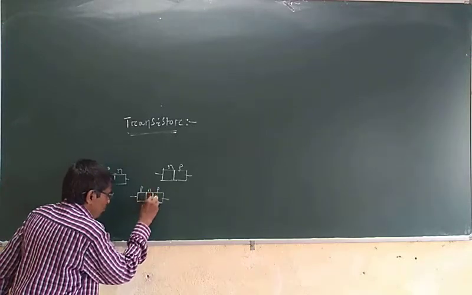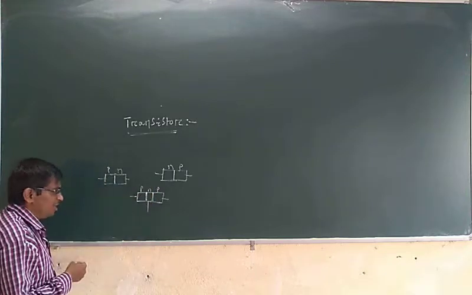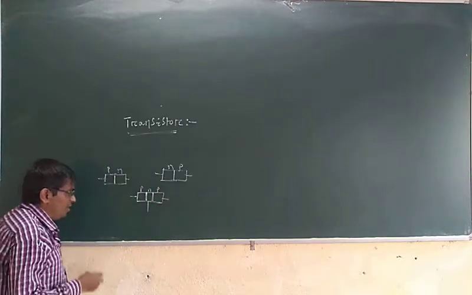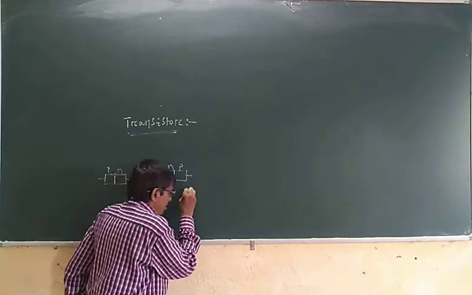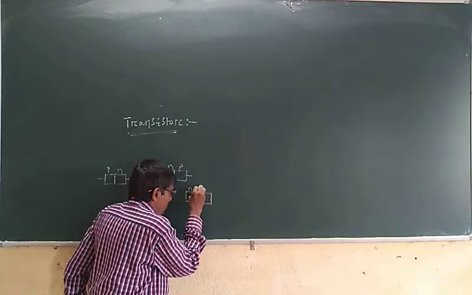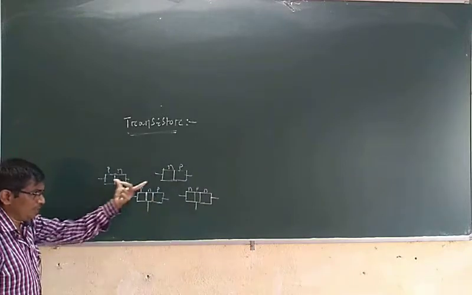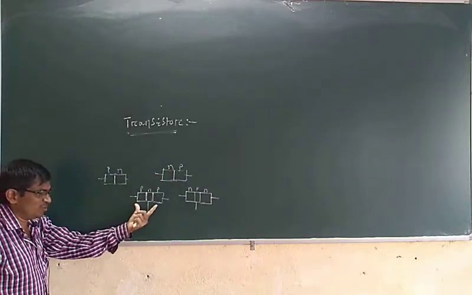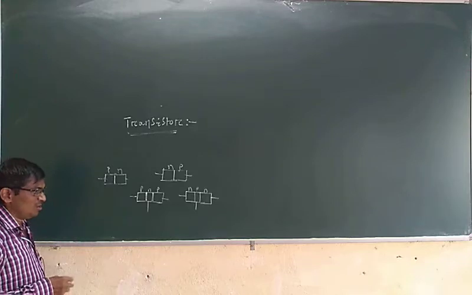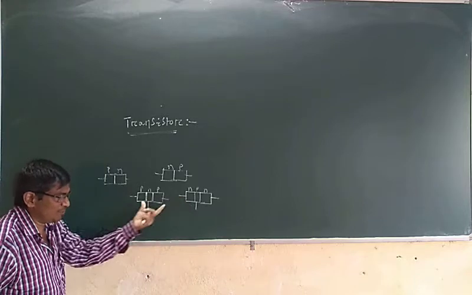These two junctions are combined to form a single device, that is the PNP, or in an alternate way they can be joined like this, NPN. In this way we combine two junctions to form this type and this type. So this is a transistor and this is a transistor. These are the two types of transistor.